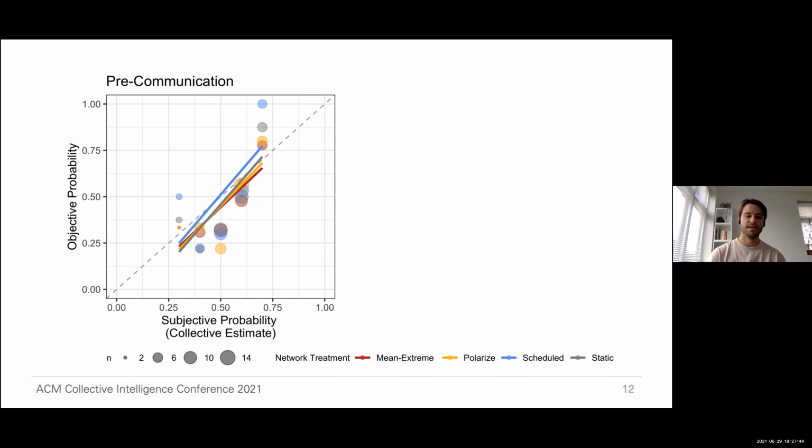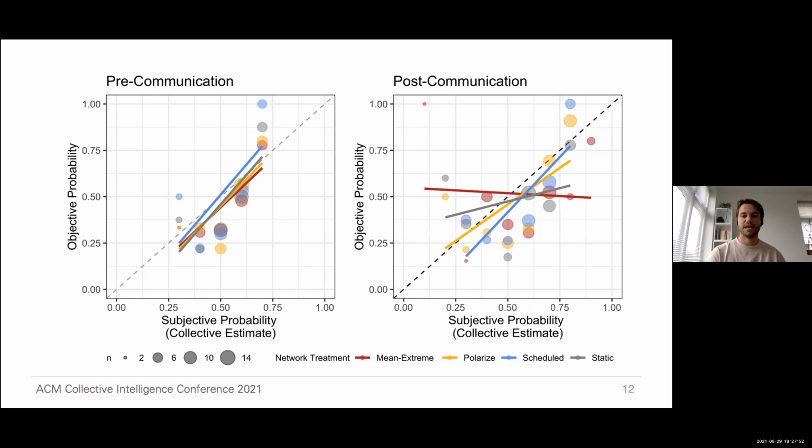So in this plot here, we see that before any communication took place, our groups were all collectively well calibrated, with the slopes of the regression lines nearly aligning with the perfect diagonal. But once we look at their calibration after communication, we can see qualitatively a pretty interesting treatment effect.